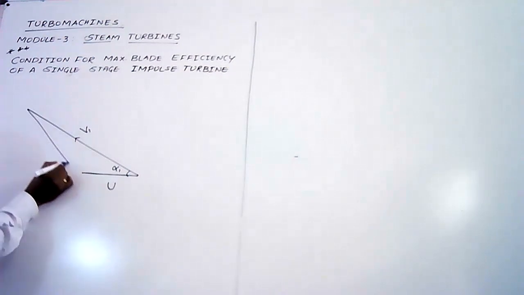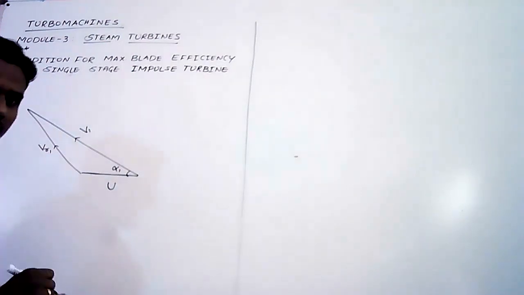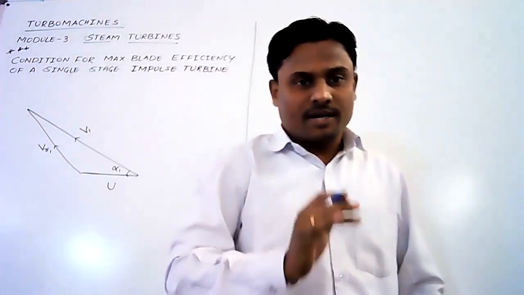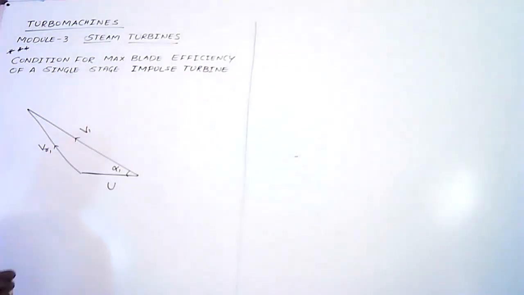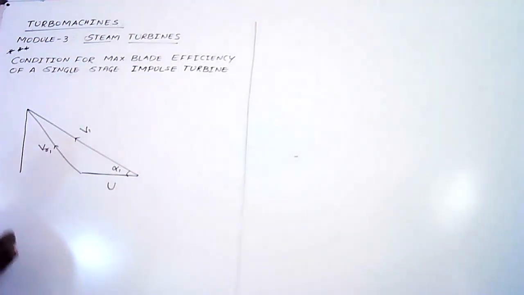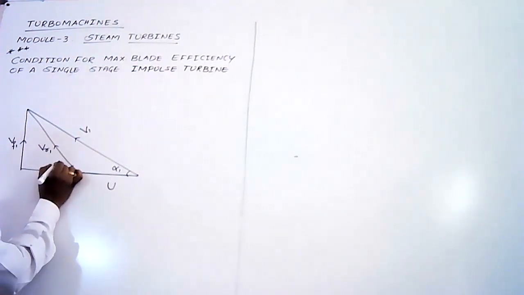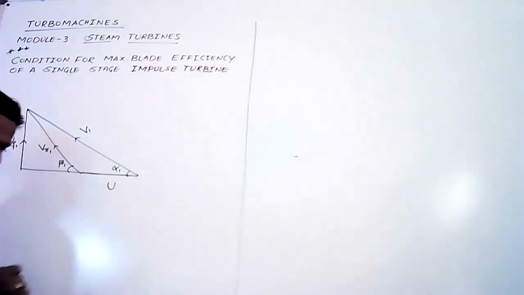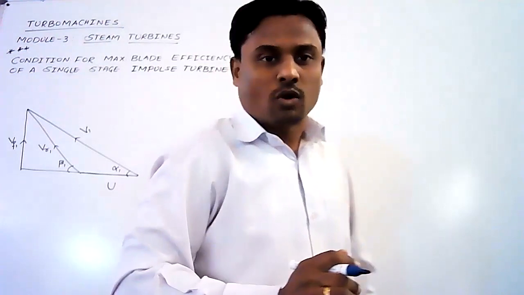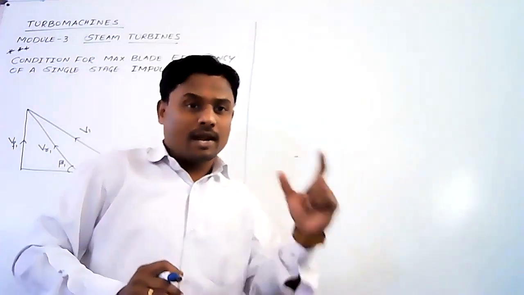Now here VR1 is the relative velocity at the inlet. This is the vertical component of the absolute velocity, that is Vf1, which is known as the flow velocity component. And here beta 1 is the angle that the relative velocity at the inlet makes with respect to the horizontal. So this is the complete inlet velocity triangle.